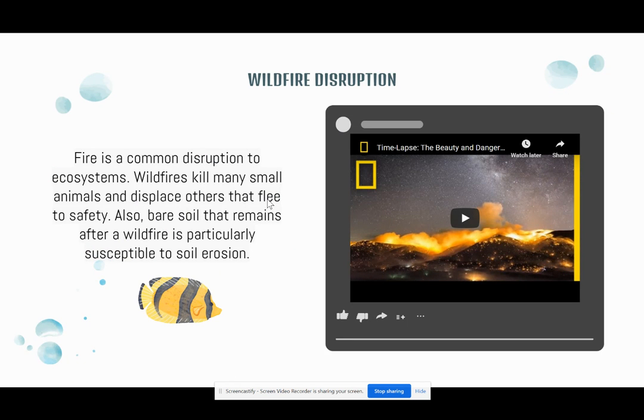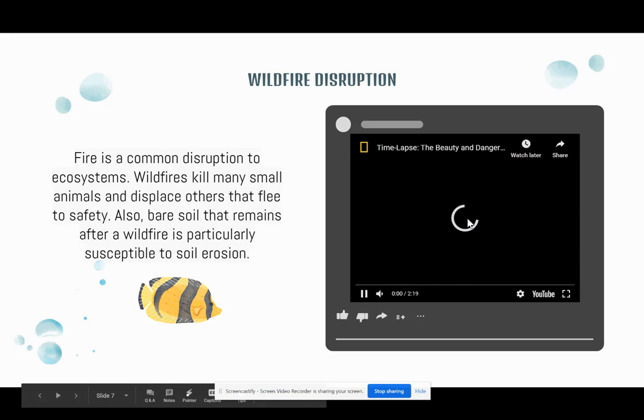So here's just another quick example. This is a wildfire disruption, and I'm just going to show a couple of seconds. This is a time lapse of some of the fires that are going on in California right now. So just go ahead and take a look real quick.